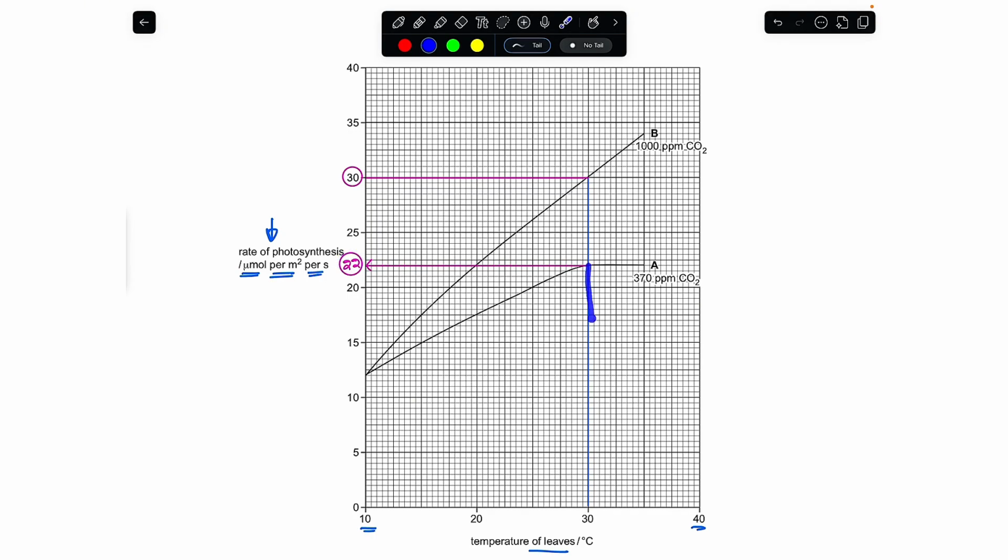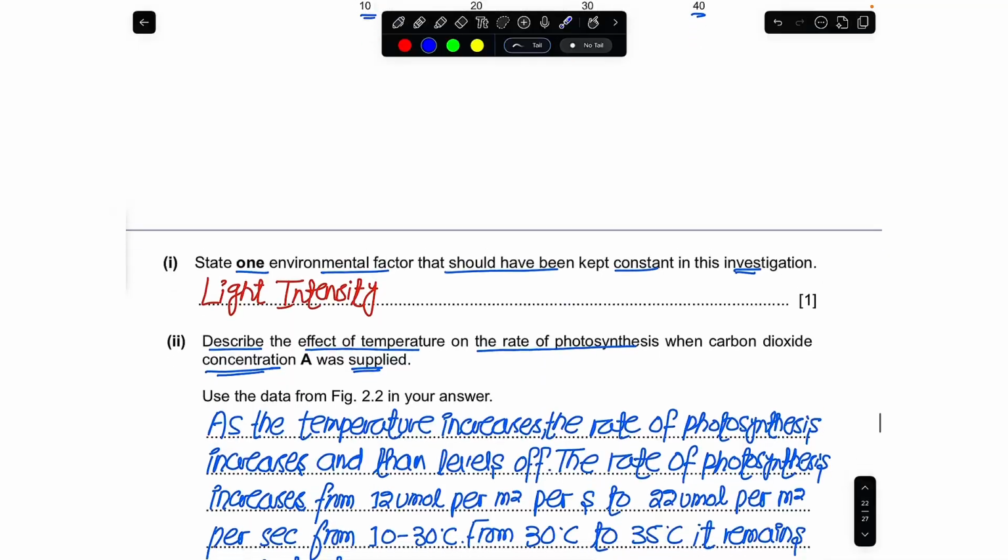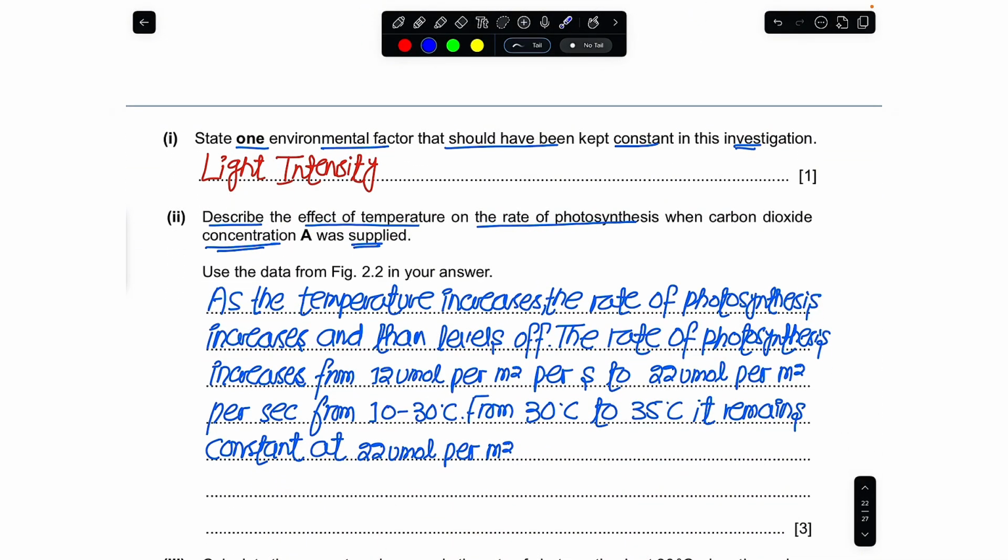But when the temperature is increased beyond 30, going up till 35 degrees centigrade, the rate of photosynthesis levels off, beyond 30 degrees centigrade. You know it well from the previous questions as well how we are required to write in terms of description. So the first is the general point that as the temperature increases, the rate of the photosynthesis increases and then levels off.